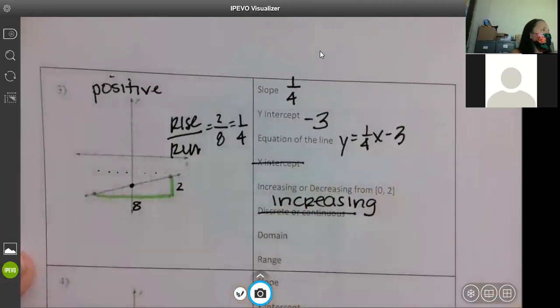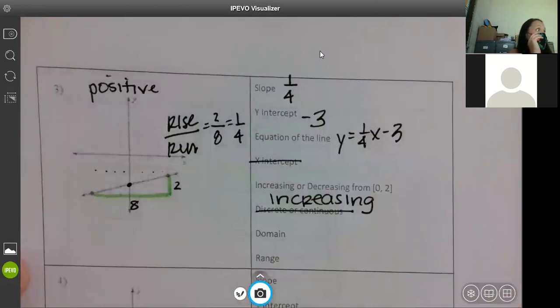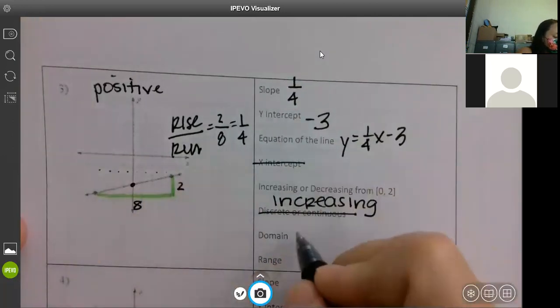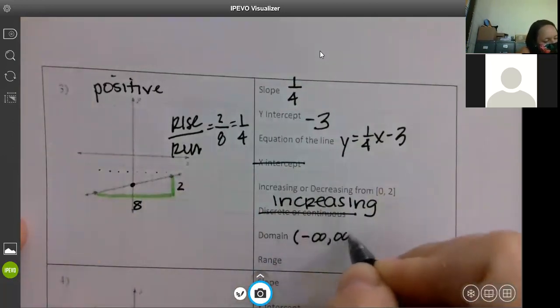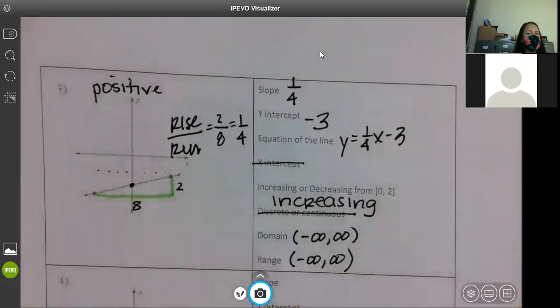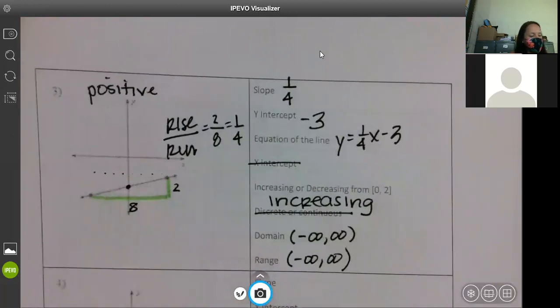We don't worry about that, but it is going to be continuous. Even though it's positive and not negative, how far does it stretch left to right? If it's got arrows, negative to positive infinity. Top to bottom, negative to positive infinity. We're going to skip number 4. And we're going to move to the next part.